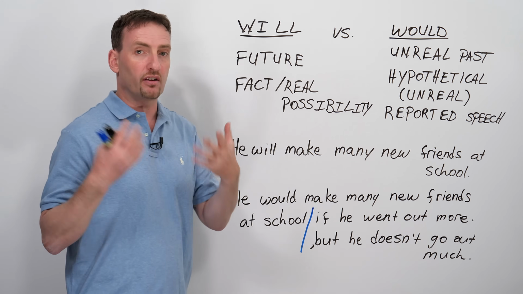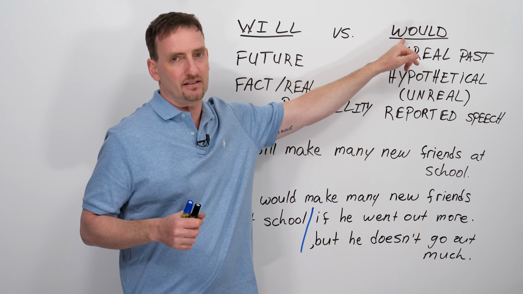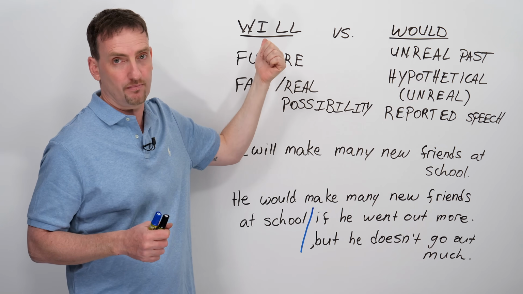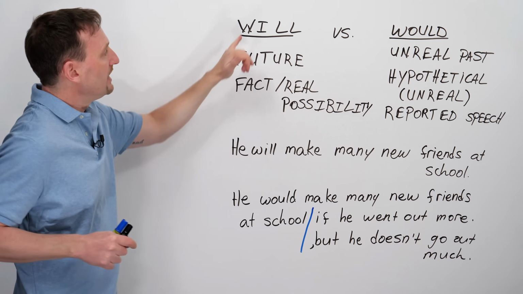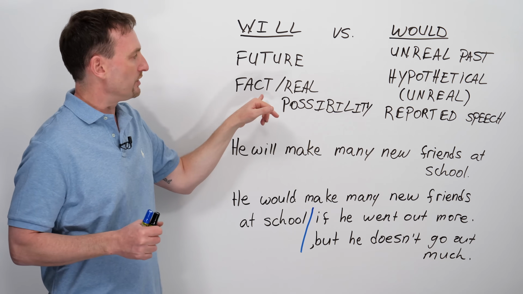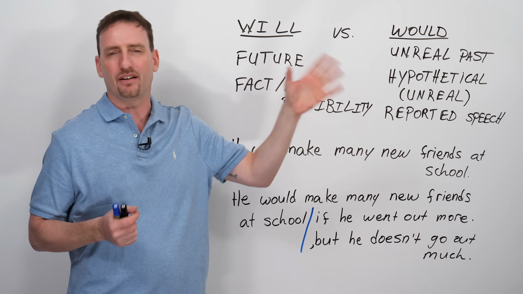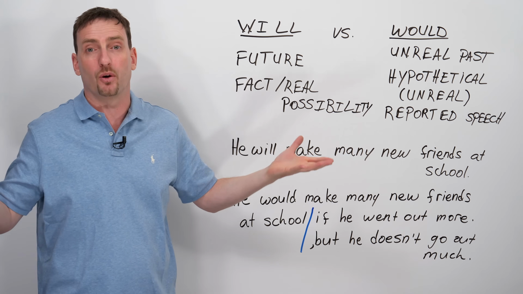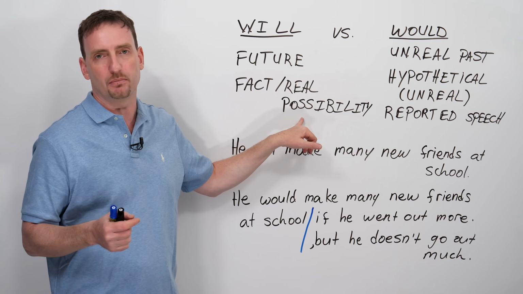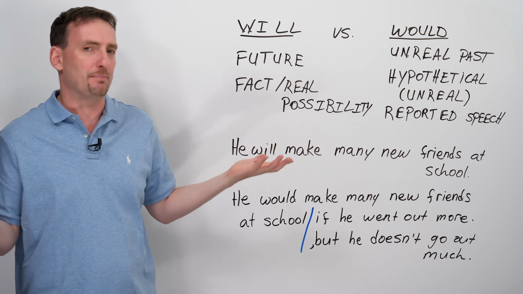So let's look at, first of all, the actual functions of these words. And keep in mind that in some cases, would is actually the past tense of will, but I'll get into that in a moment. So first of all, when we use will, we're talking about the future, always. And we're looking at something that's either a fact, although technically you can't say anything about the future is fact because we don't know. So the better way to think of it is it's a real possibility, right? Facts, until they actually happen, you don't know.